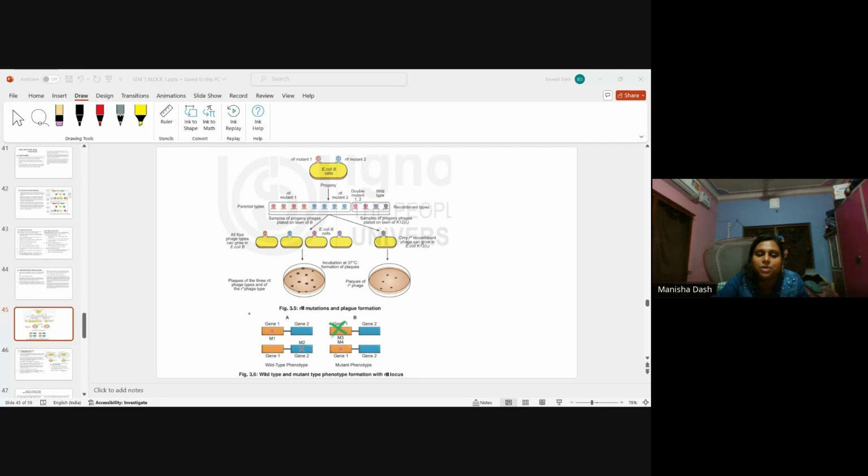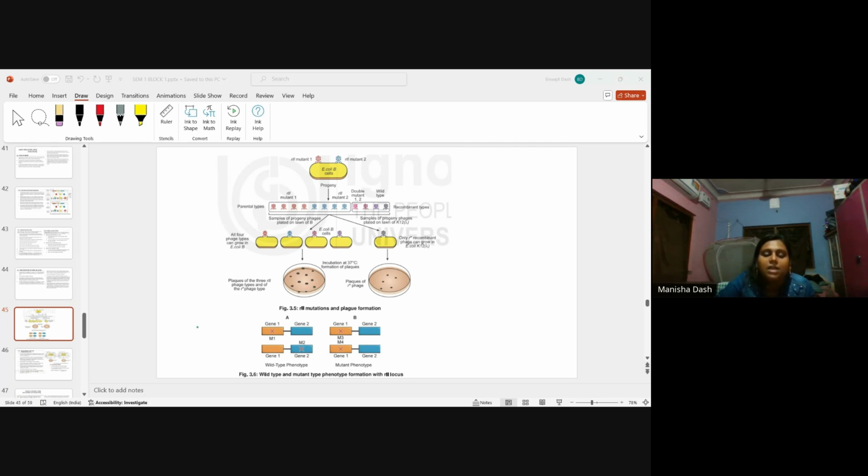But if the mutation is like this in the second case, that means in mutant 1 the gene 1 is mutated, and in mutant 2 also the gene 1 is mutated. So in this case the gene 1 is completely mutated. So only the gene 2 cannot lyse or cannot form plaques in the bacterial cell. So what conclusion can be drawn from this?